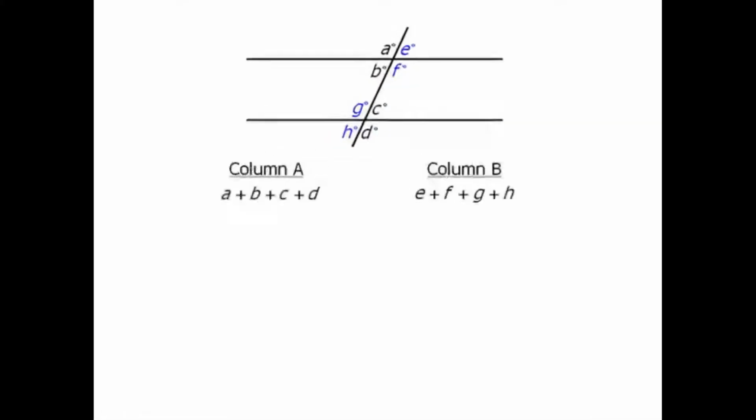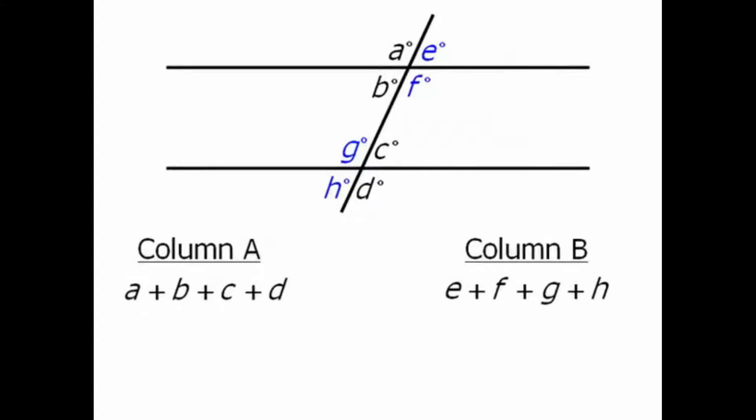Okay, to begin, I should mention that it doesn't matter whether or not our two lines here are parallel. Here's why. Let's begin by finding the sum of A and B. Since angles A and B lie on the same line, we know that their sum must be 180. Let's find the sum of C and D. Well, angles C and D lie on the same line, so they must add to be 180.